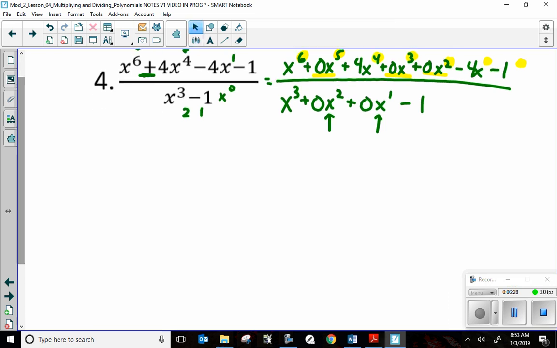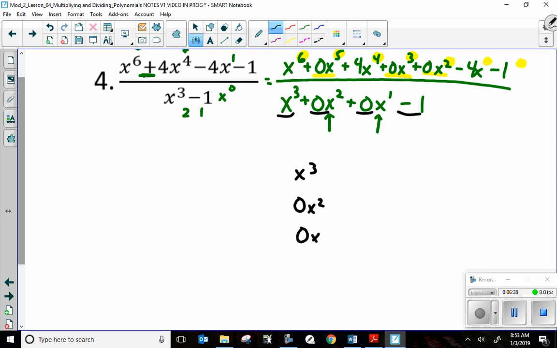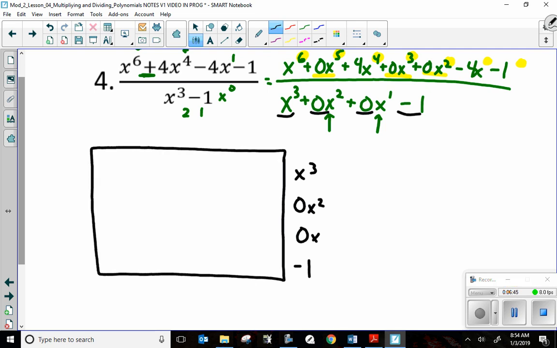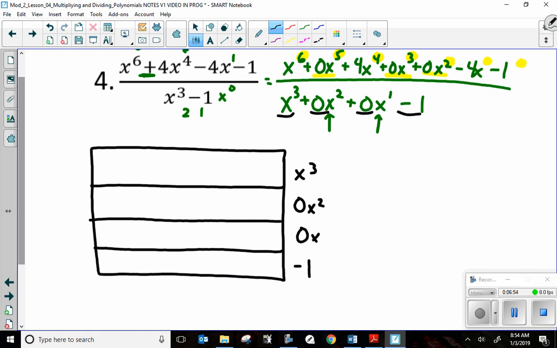My bottom term, let me see, do this in black. I have 1, 2, 3, 4. That's how tall it's going to be. x cubed, 0x squared, 0x to the first, and minus 1. I just don't know how wide this thing is going to be. Okay, so that's my row for x to the third. That's my row for x squared. That's my row for my 0 x's. And I have a bottom row for my negative 1.